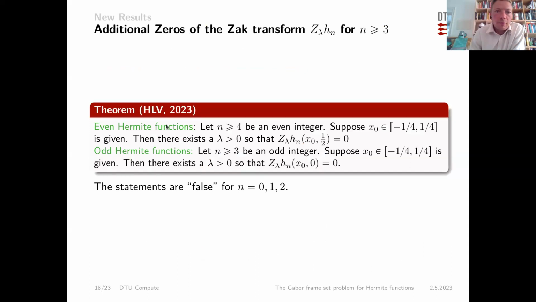However, you can verify the following theorem. So if you have even Hermite functions of order 4 or larger, then you can always find a zero of the section form. So here gamma is fixed to be 1/2, and x is an arbitrary number between -1/4 and 1/4. So it simply says that there exists a lambda for which this section form is 0. And similar for odd functions, I need to replace 1/2 with a 0, but the statement is the same. And right here, you have to be careful because the statement is not correct for small orders.